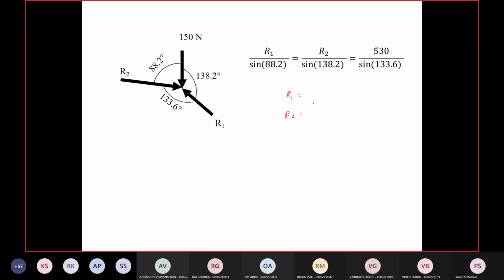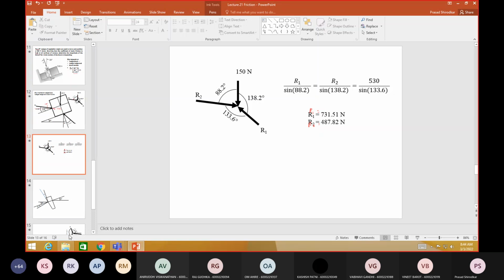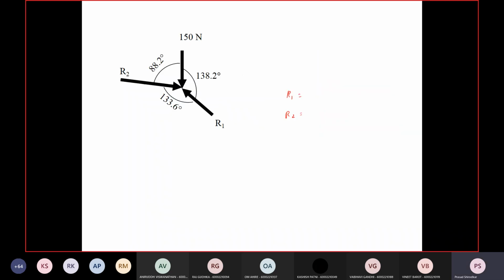Sir, R1 is 731.50. Yes, R1 is 731.50. R2 is 487.82.